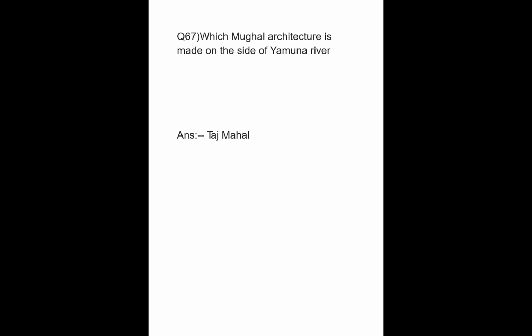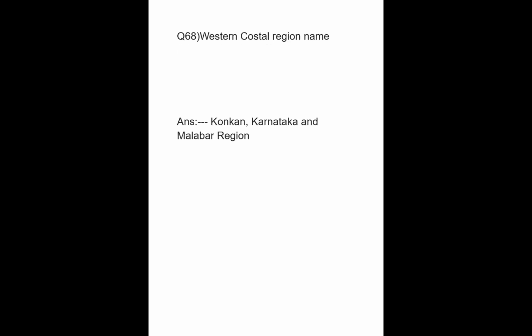Then, which Mughal architecture is made on the side of the Yamuna River? The correct answer is the Taj Mahal, which is in Agra, at the side of the Yamuna River. Now the general knowledge and aptitude questions started. Another question is the western coastal region names. These regions are the Konkan region, Karnataka, and the Malabar region of the coast.